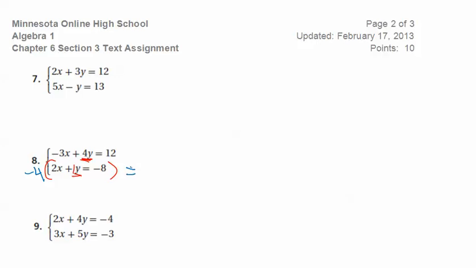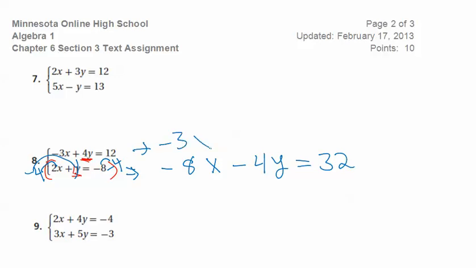So let's multiply negative 4 times everything on both sides. So I have negative 4 times 2x is negative 8x. Negative 4 times 1y is negative 4y. And negative 4 times negative 8 is a positive 32. I didn't do anything to the top equation. I'm just going to rewrite it.